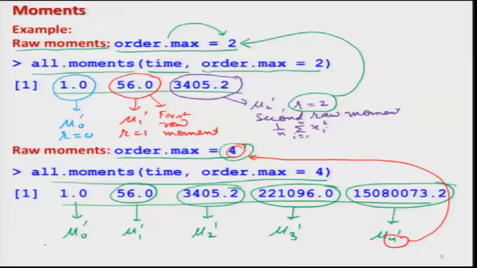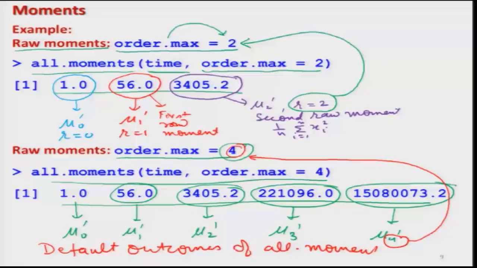A very important point which you have to notice here is that in the command all.moments, if you are not giving any option such as central or absolute or na.rm etcetera, the default outcome is the raw moments. This is what you have to always keep in mind: whatever outcome we have obtained here are the default outcomes of the command all.moments, which are simply the raw moments. Right. Now, I will show you how to compute the central moments.